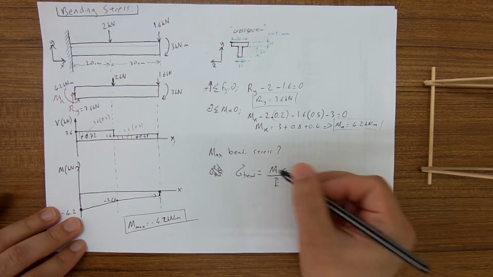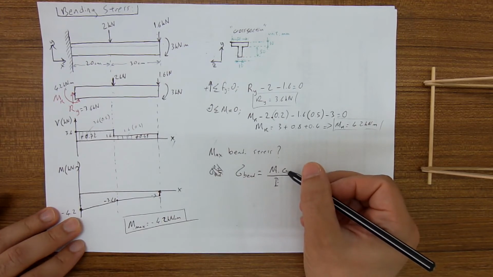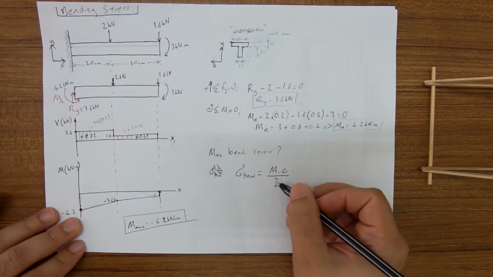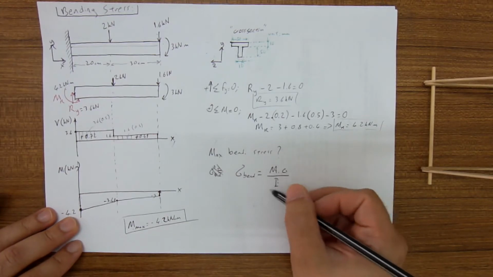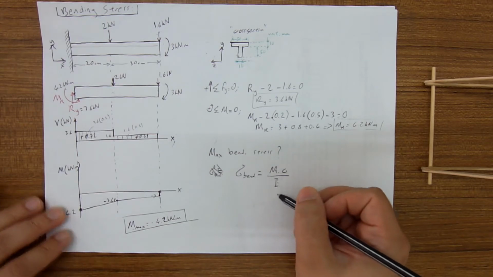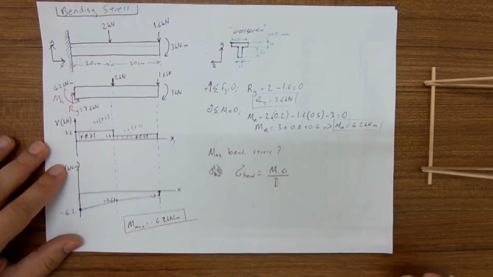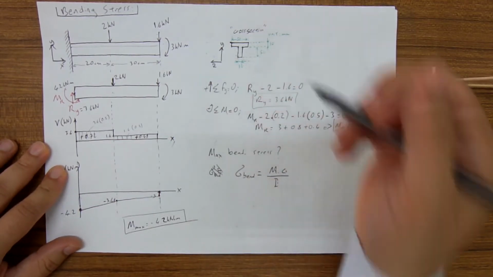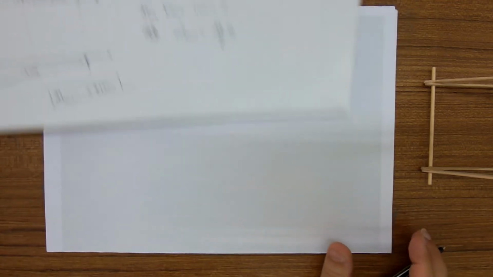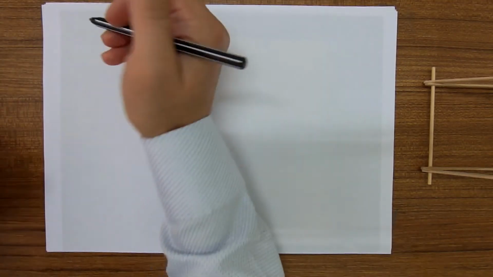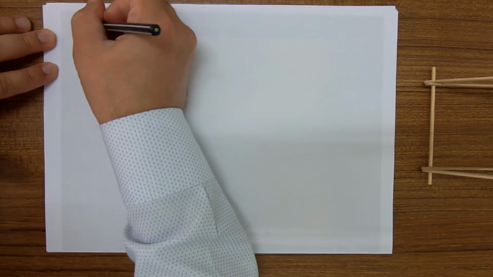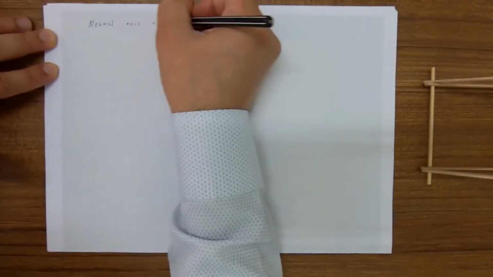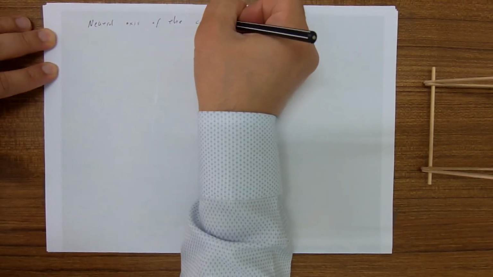Now I know this. I will calculate this after I find the centroid, and after finding the centroid I will need to find the moment of inertia. Therefore, I need to find the neutral axis, the centroid of the cross section. I'll keep this paper for now and find the neutral axis of the cross section.